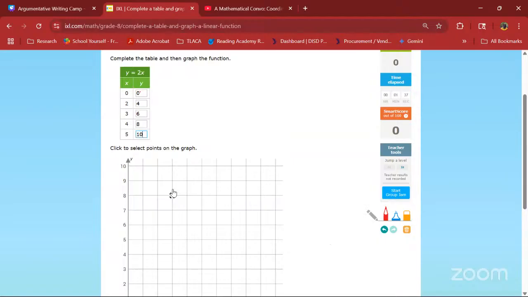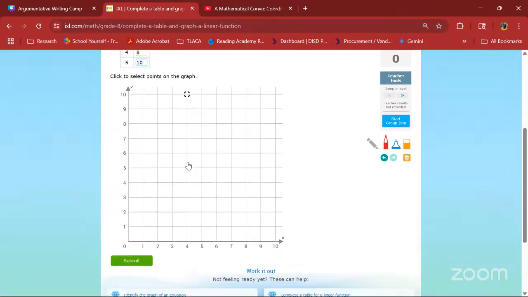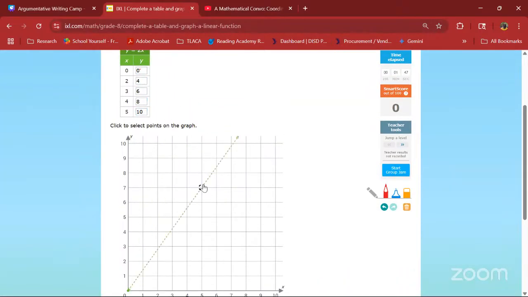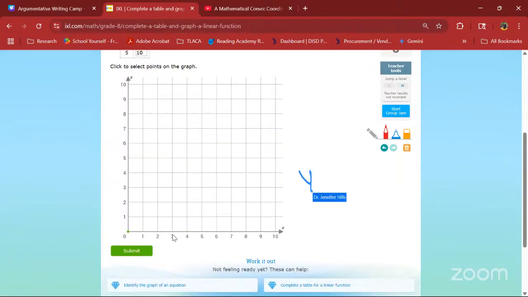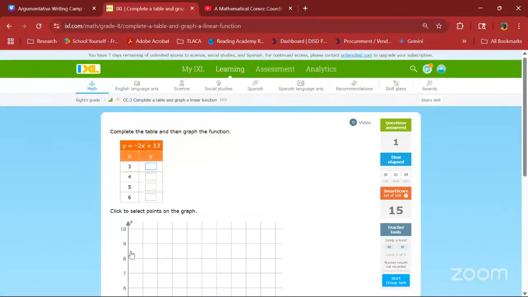Select points on the graph. I think you just have to do 2. So I'm going to do 0, 0 here. And then 3 and 6. So let's go. X is 3. Y is 6. And I'm just writing, you only need to graph 2 points when you're doing this. So Krystal has graphed her 2 points on the graph, and now we're going to see if she is correct. Cross my fingers. Excellent. All right.